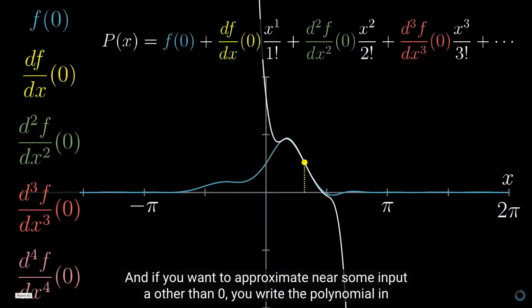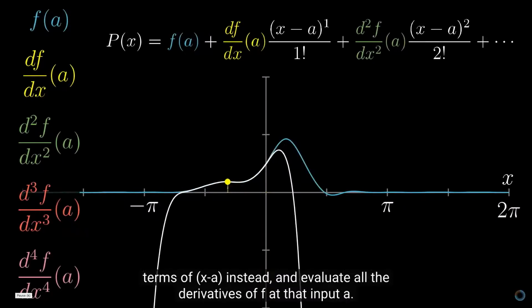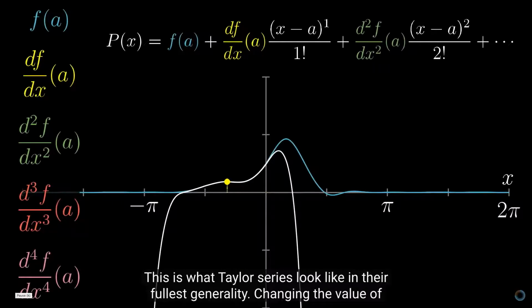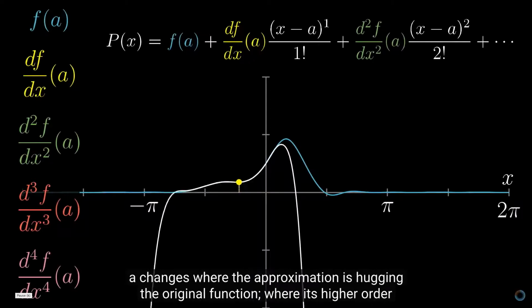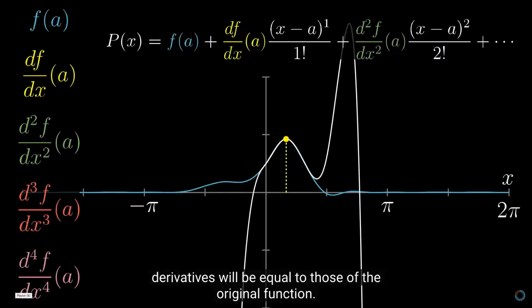And to make things even more general, if you wanted to approximate near some input other than 0, which we'll call a, you would write this polynomial in terms of powers of x minus a, and you would evaluate all the derivatives of f at that input, a. This is what Taylor polynomials look like in their fullest generality. Changing the value of a changes where this approximation is hugging the original function, where its higher order derivatives will be equal to those of the original function.